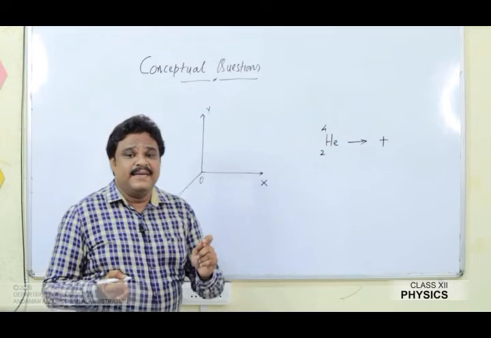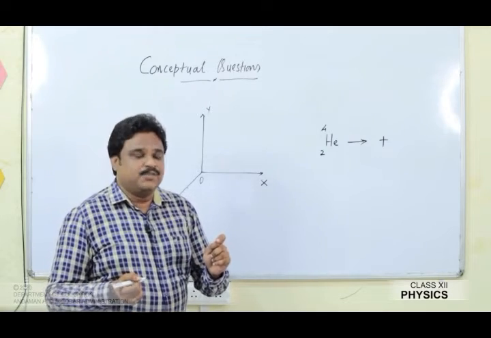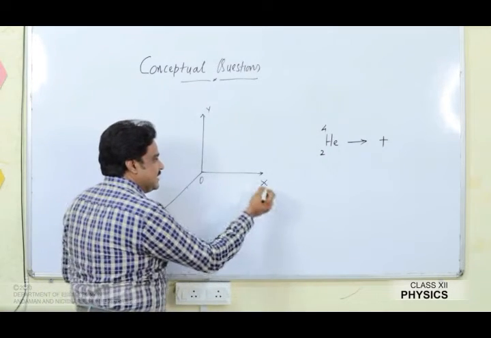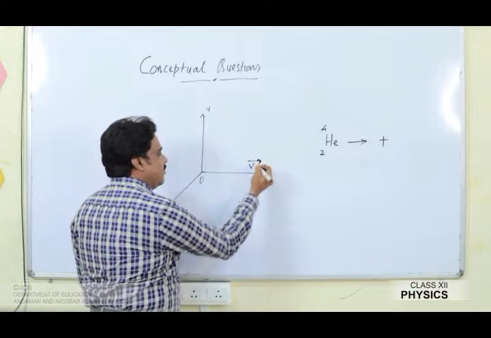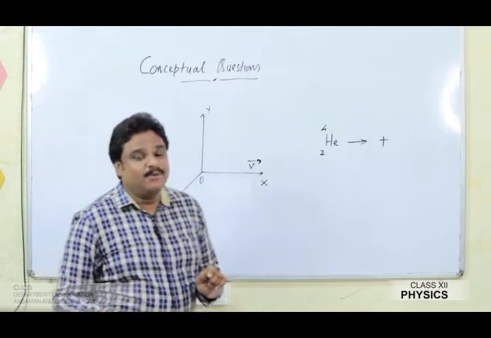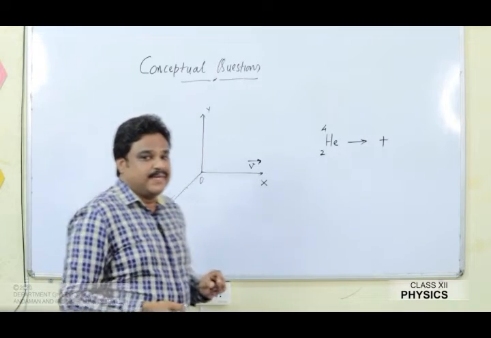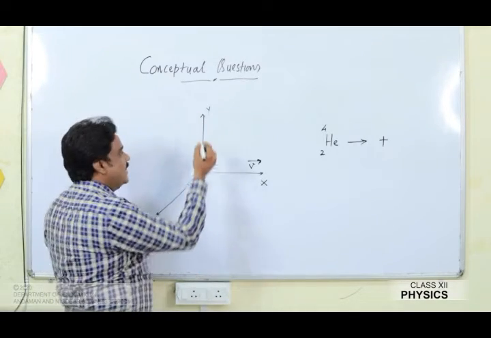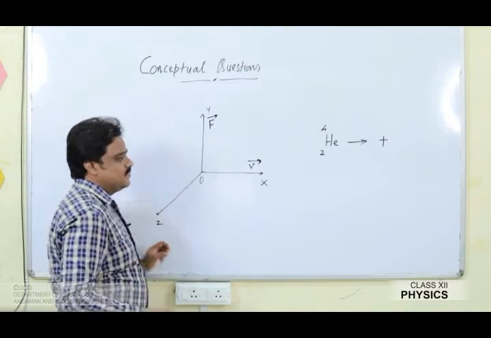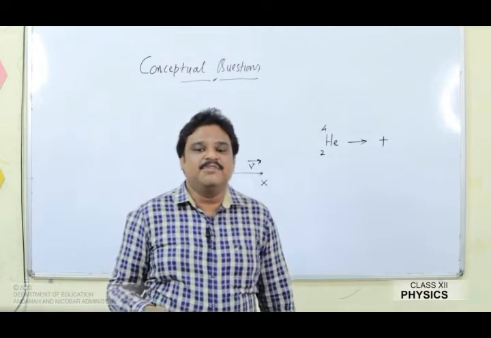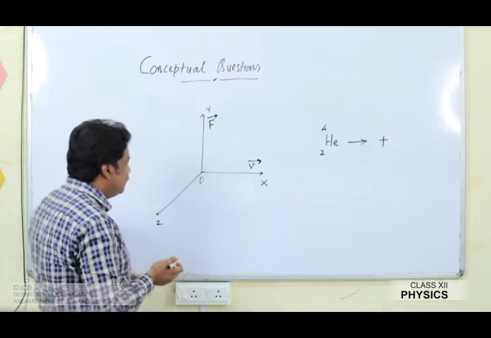Next, the alpha particle is projected along the x-axis, so the velocity vector is along the x-axis. Where the force acts on the charged particle, obviously it is acting along the y-axis. Force acts along the y-axis. So they are asking, what is the direction of the magnetic field?